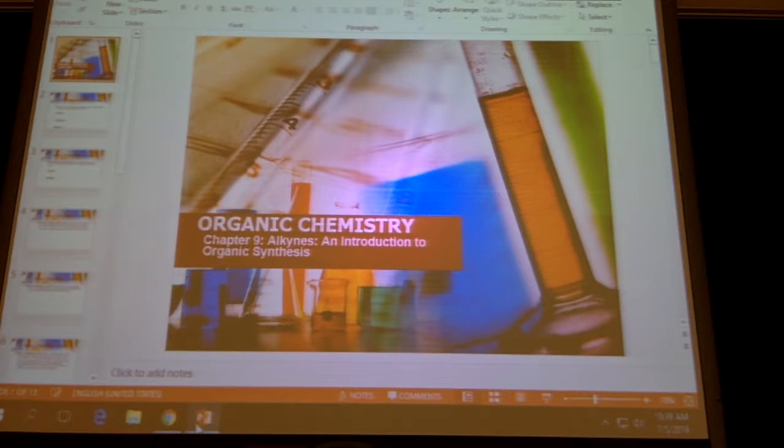We'll go ahead and get started. We're going to look at Chapter 9. Chapter 9 goes over alkynes. So we're looking at C triple bond C.